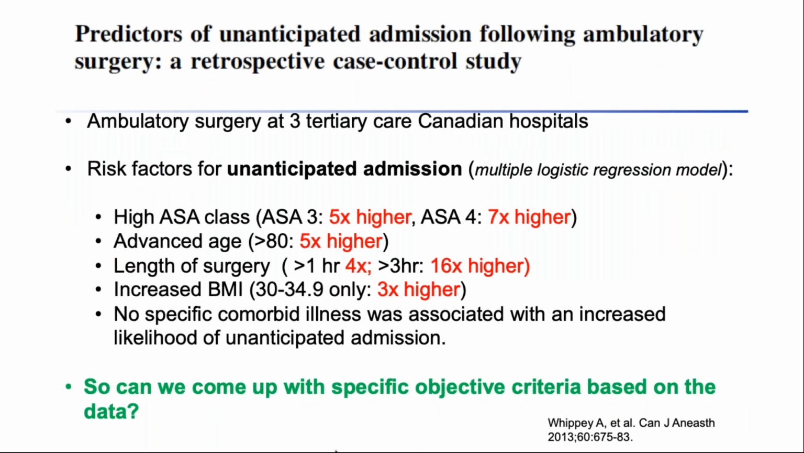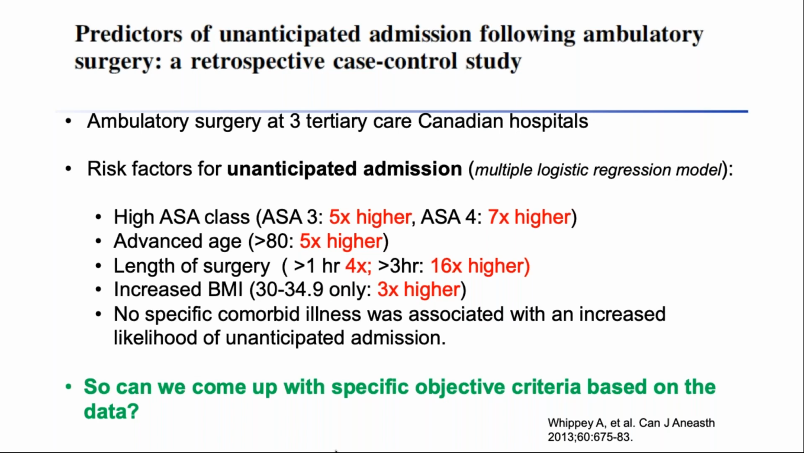And if you look further, this is a Canadian study. It did not look at office-based practices, but it looked at ambulatory practices at 3 Canadian hospitals. And again, the risk factors for unanticipated admission, whether patient-related or procedure-related, were high ASA class at 5 to 7 times higher, whether it's ASA 3 or 4, and advanced age. You can see in this and other papers that patients aged greater than 80 clearly have a higher risk of unanticipated admission and complications. Again, length of surgery and BMI, specifically in the 30 to 35 range. But this paper, interestingly, did not identify any specific comorbid conditions associated with increased risk of unanticipated admission.